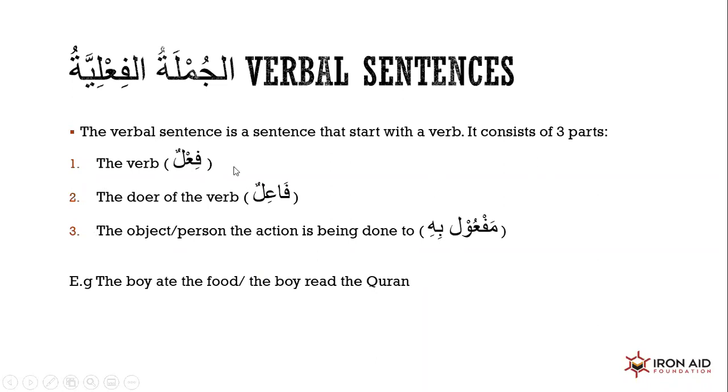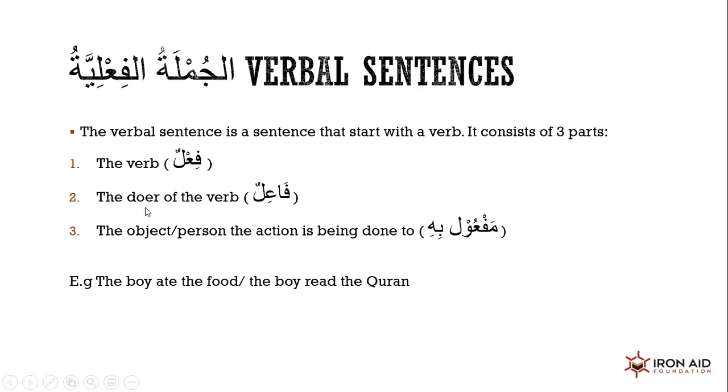Okay, so the first thing that comes in the sentence is the verb itself, the action, the doing word. The second item in the sentence is the doer of the verb, and this is called fa'il in Arabic. Sorry, the verb is called fi'l, and the doer of that verb is called fa'il. And the last thing that comes is the object or person the action is being done to.